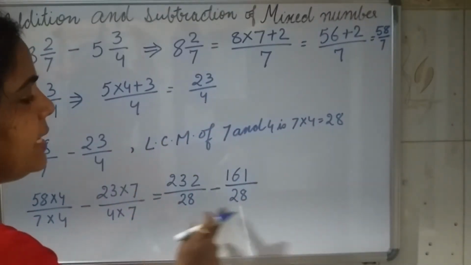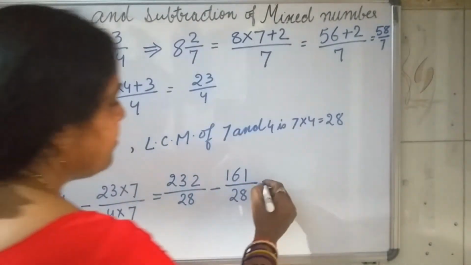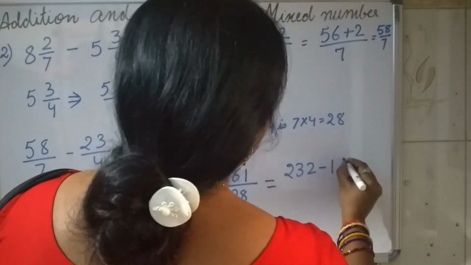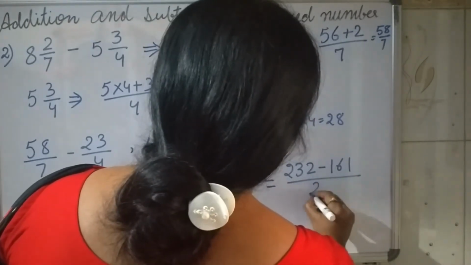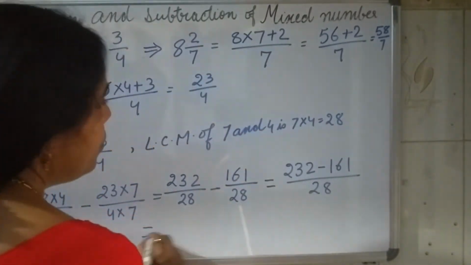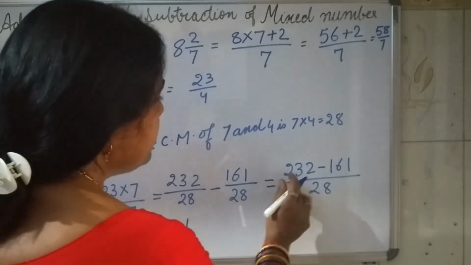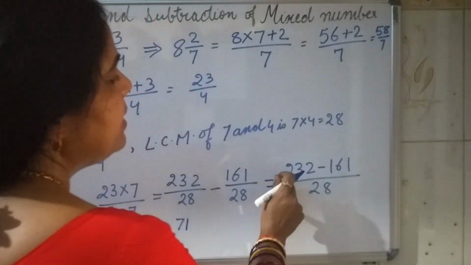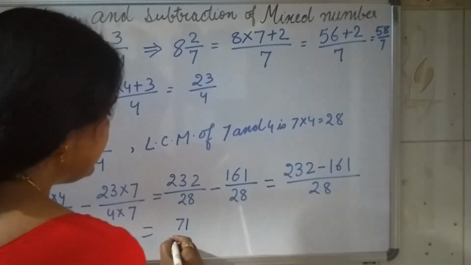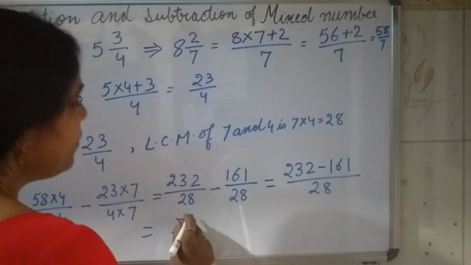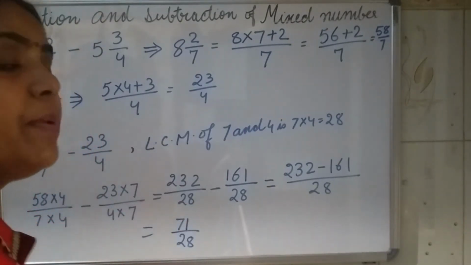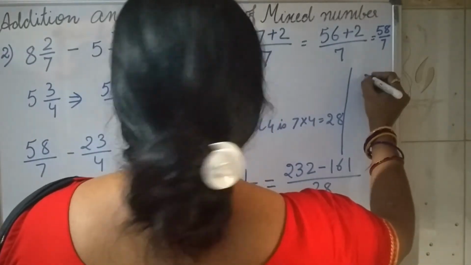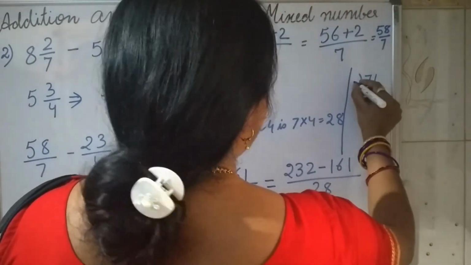Okay, now both denominators are the same, so it is a like fraction, and subtraction of like fractions is 232 minus 161 upon 28. Okay, now 2 minus 1 is 1, 13 minus 6 is 7, and then 1 will be here and 1 will be here, so it is 71 upon 28. Now is 71 upon 28 divisible by any number? No. So what will we do? We will just convert it into a mixed number. So 71 upon 28.